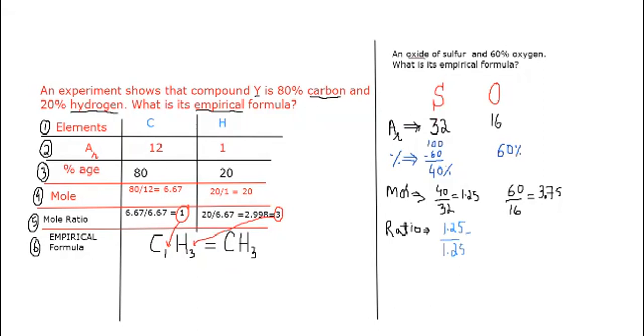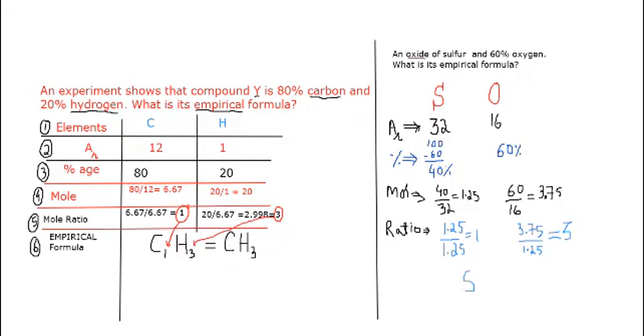Okay. Now that ratio is 1. What about 3.75? 3.75, what is the answer? 3.75 divided by 1.25 is also 3. That's 3. Now tell me, what is the mole ratio or the empirical formula of these compounds? Sir, it would be S1O3 or just SO3.